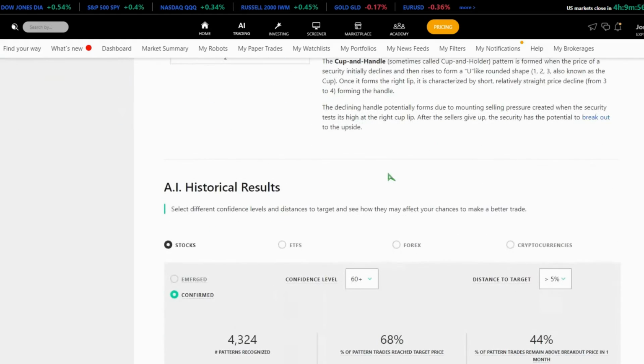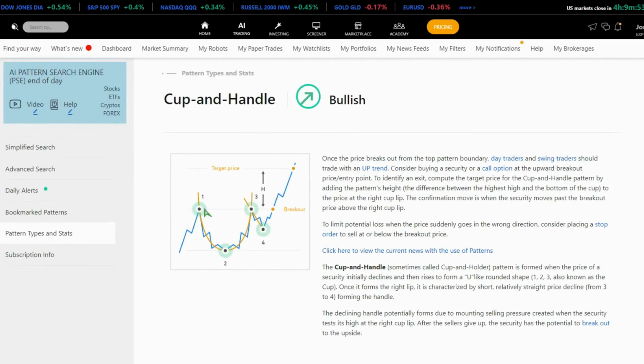Before I move on, let me explain the difference between emerge and confirmed patterns. Emerge patterns indicate that when the stock reaches point number 4, it starts moving towards a breakout point. Once it crosses the breakout line, it becomes a confirmed pattern.